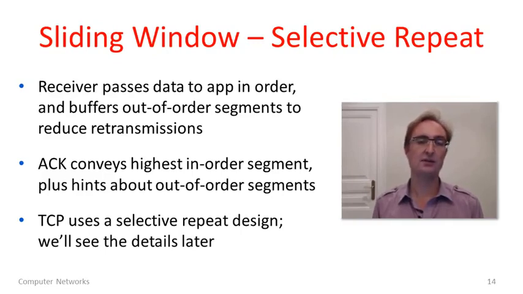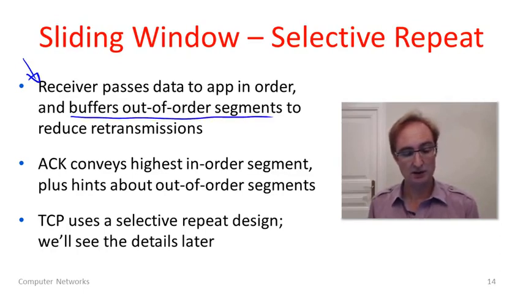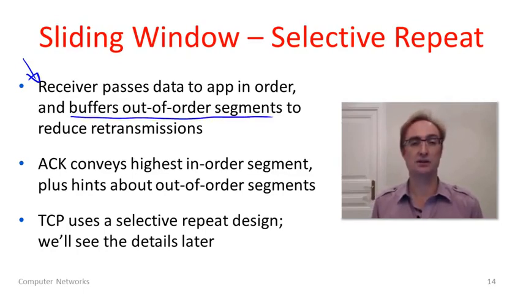Well, now let's look at a different version of the receiver, a selective repeat receiver. This is a receiver that does a little more work, but can use the network capacity more effectively when there's loss. So here, the receiver still passes data up to the app in order, but it buffers out of order segments to reduce retransmissions. So instead of having a buffer of size 1, it's going to have a larger buffer, and it will take segments in there even as they're not the next one, and it will hold on to them.